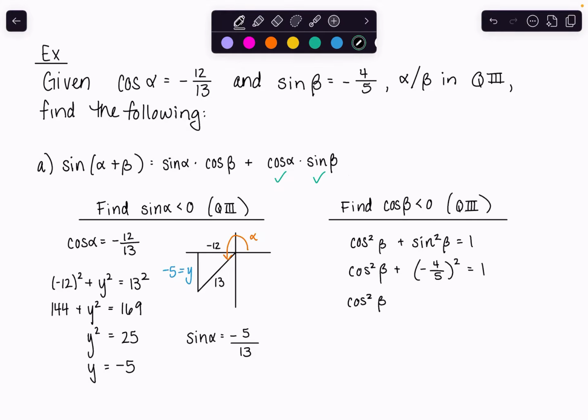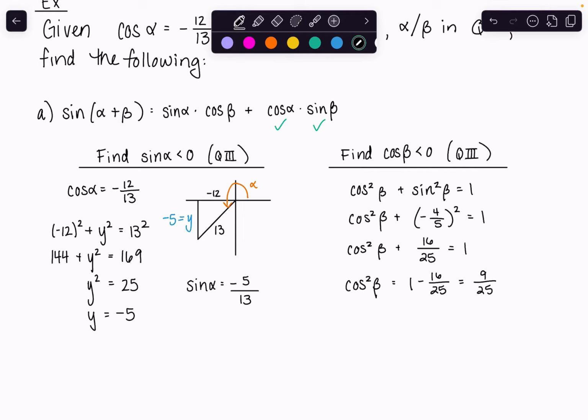So going through and squaring that gives us positive 16 over 25. And then subtracting that, 1 minus 16 over 25 would be 25 over 25. So really you get 25 minus 16 in the top, which is 9 over 25. So taking a square root, and then we only care about this being negative because we're in quadrant 3. So cosine of beta is negative 3/5.